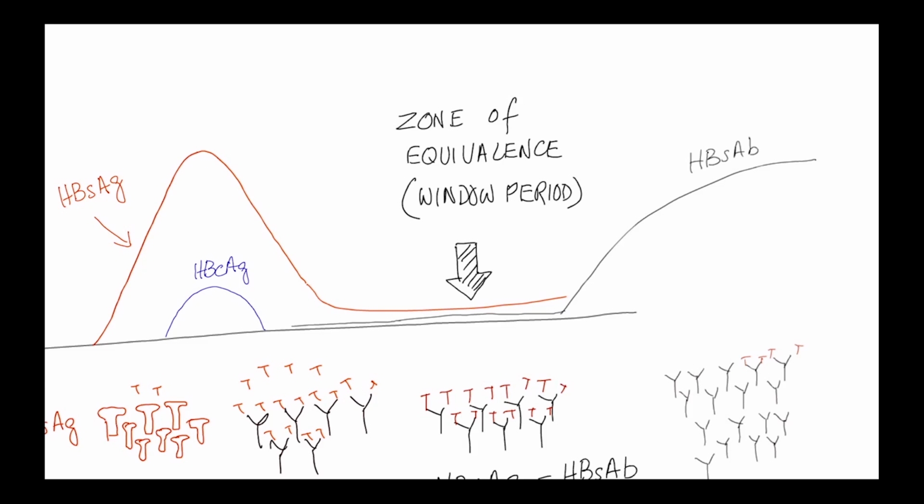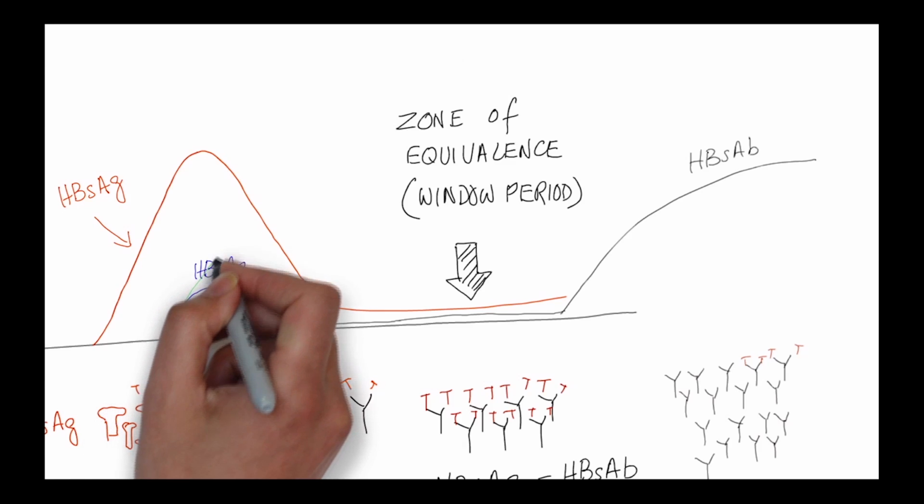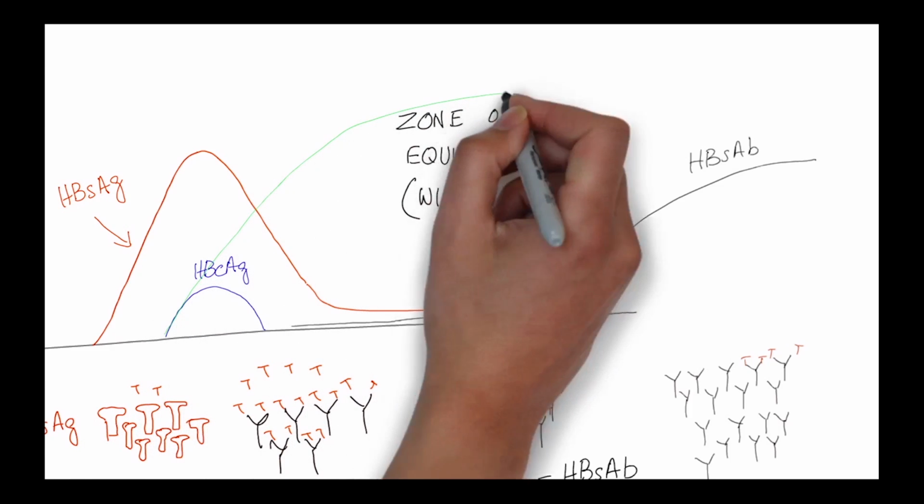So this is a core antigen. What antibody will be formed? Hepatitis B core antibody. So you can say that the core antibody will start appearing, and this is interesting. Core antigen is very tiny in quantity, but core antibody is large in quantity. And so there will be a huge spike of the antibody which will stay for longer.